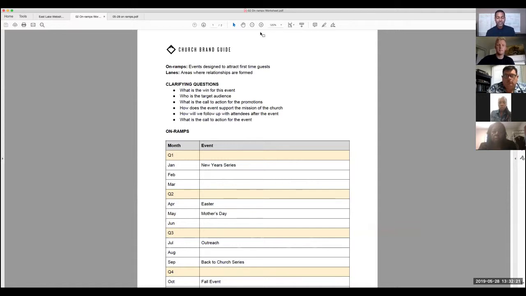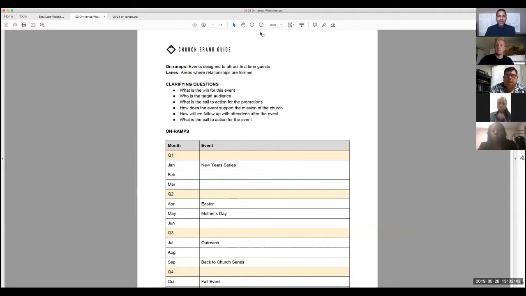How does the event support the mission of the church? That's important as you build and shape the event, to make sure it's consistent. People know consistency, whether they realize it or not. They can tell if you're doing something that's not genuine to who you are as a church, and it feels like a gimmick. So as you're planning it, just make sure it's genuine.